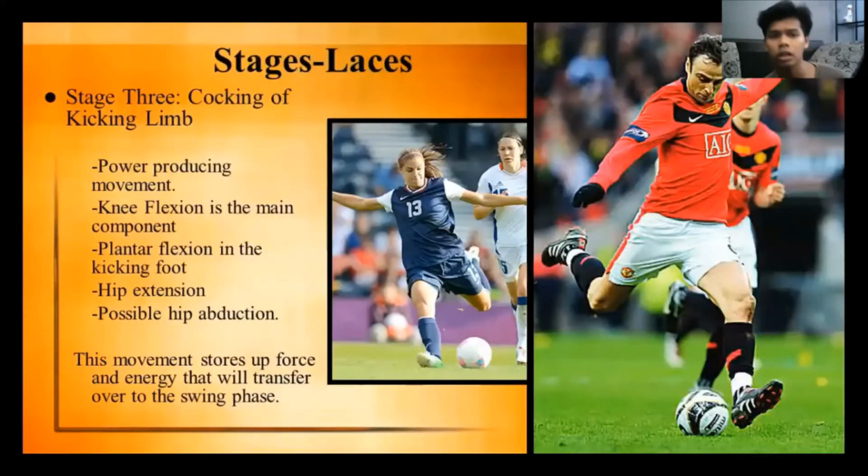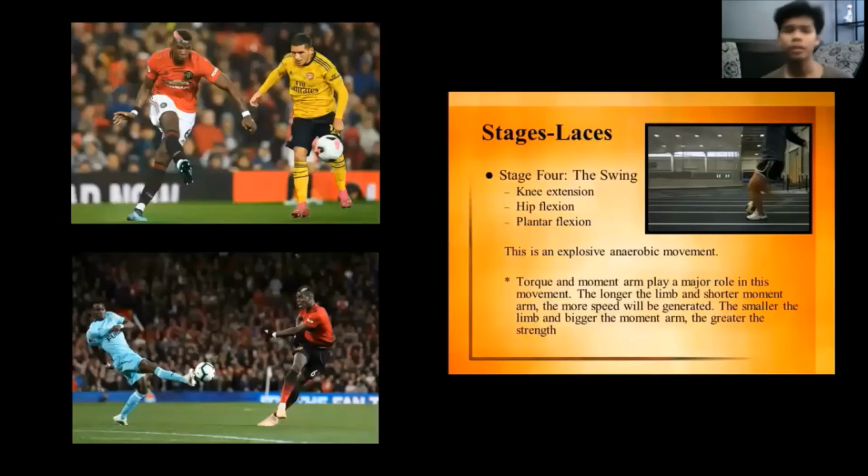Next is cocking of the kicking limb, a power producing movement. Knee flexion is the main component, with plantar flexion in the kicking foot and hip extension possibly to hip abduction. Last but not least, the swing: knee extension, hip flexion, plantar flexion. This is an explosive anaerobic movement.